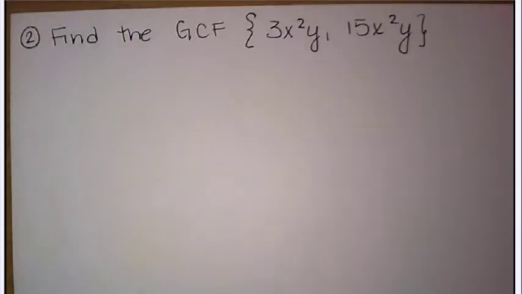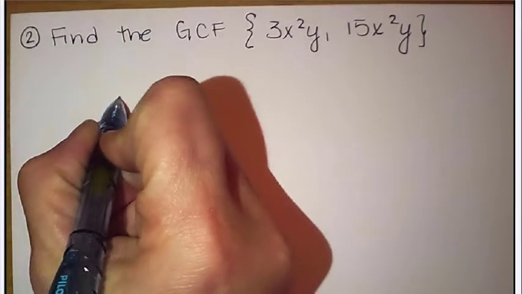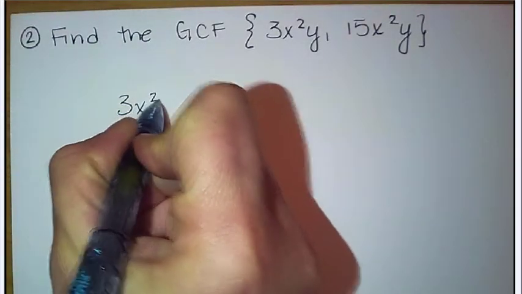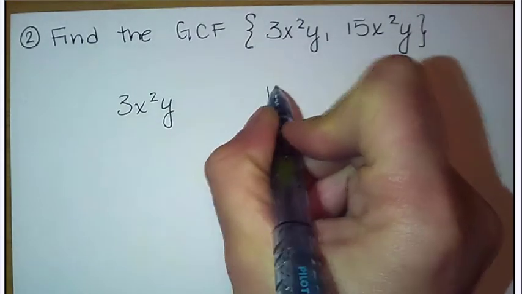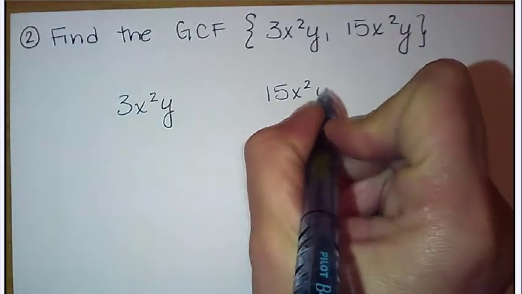So for our next example, I wanted to do a problem where we actually have both variables as well as constants or numbers. In this problem, we're going to find the greatest common factor, or GCF, between 3x squared y and 15x squared y. And we're going to work this exactly the same way as we did the problem before. So we're going to write out our terms, 3x squared y and 15x squared y.